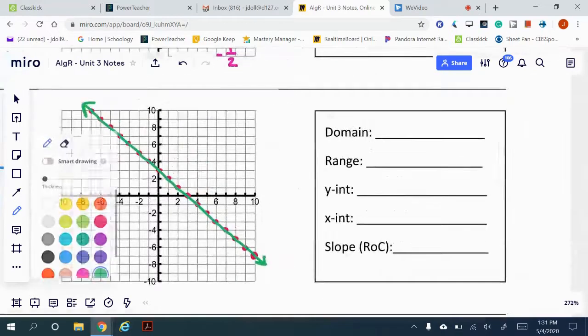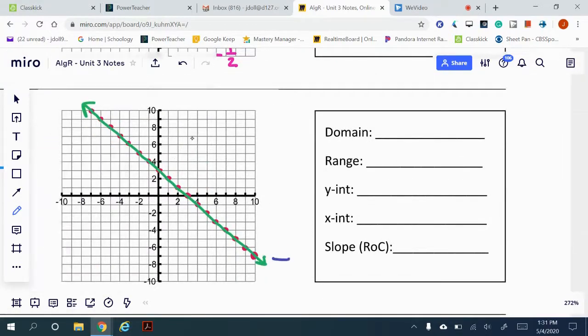So let's talk domain and range. Well, we can see again, this goes to the right forever down here, and it's going to go to the left forever up here. So nothing causing a break or a hole in between. So we still have negative infinity to positive infinity. Here we're going to go down forever on this end, and up forever on this end. So we're going to have negative infinity to positive infinity again.